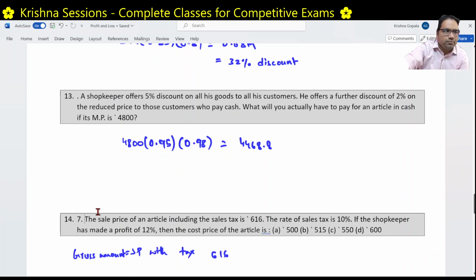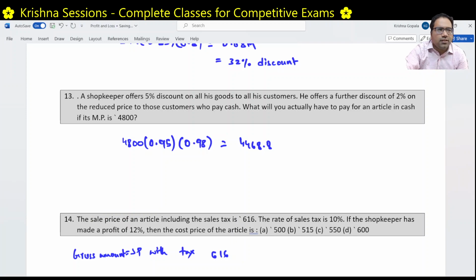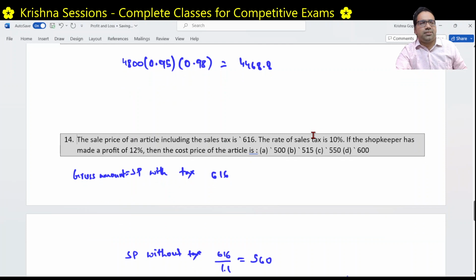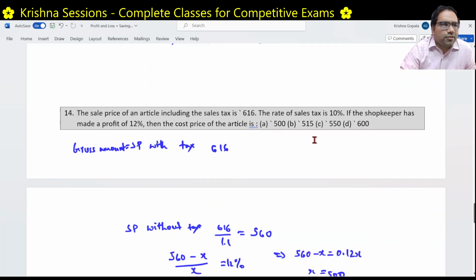Next one. The sales price of an article, including the sales tax, is 616 rupees. The rate of sales tax is 10%. If the shopkeeper has to make a profit of 12%, then find the cost price of the article. Okay. So, what is the gross price? Gross price is the price inclusive of tax. Sales price plus tax is 616 rupees, right? And the tax is 10%. So 10% has to be paid to the government.